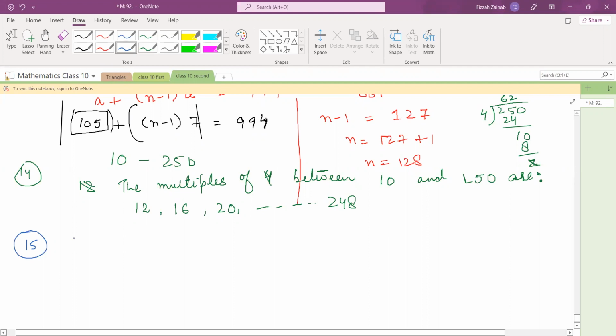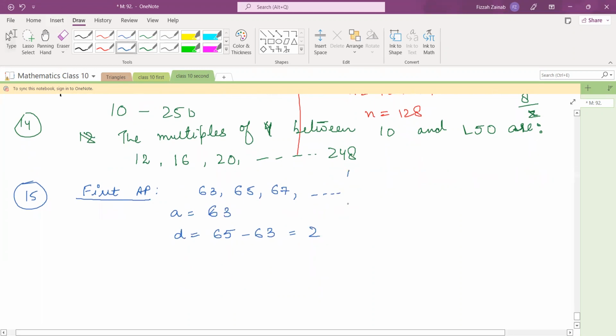Okay, 15th now. For what value of n are the nth terms of two APs equal? So basically two APs are given. The first AP is 63, 65 and 67 and so on. So for the first AP, what is A? A is 63 and D is 65 minus 63, that is 2, right?